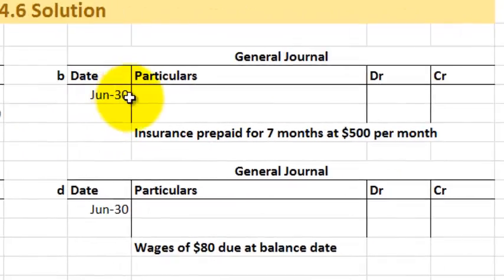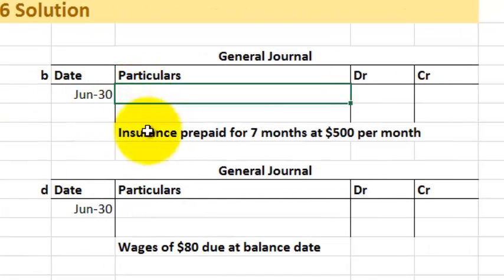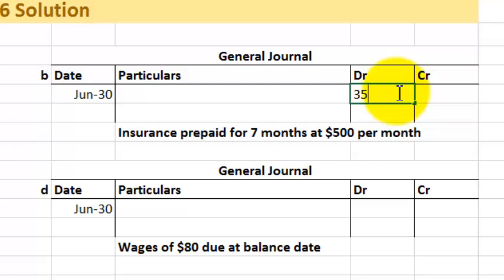Okay, let's move on to the second one. Here we have insurance prepaid for 7 months at $500 per month. So we would have paid an annual premium. 5 months would have been used up till June the 30th, and now we have to calculate the prepaid component. So simply what we do, we work out the prepaid component, 7 times 500. Let's just put that in first, $3,500.